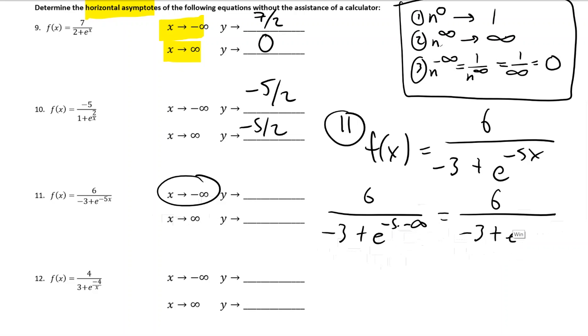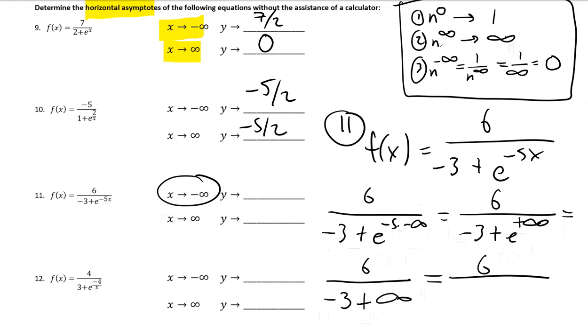A negative times a negative would be positive. 5 times a number that goes to infinity would be a number that goes to infinity still. Now, this matches up with number 2 above. Got a number and its exponent is unbounded, just keeps getting bigger, so this whole thing will be unbounded. This whole thing will go to infinity. And if you have a number going to infinity and you subtract 3 from it, it's a touch slower, but it's still going to go to infinity.